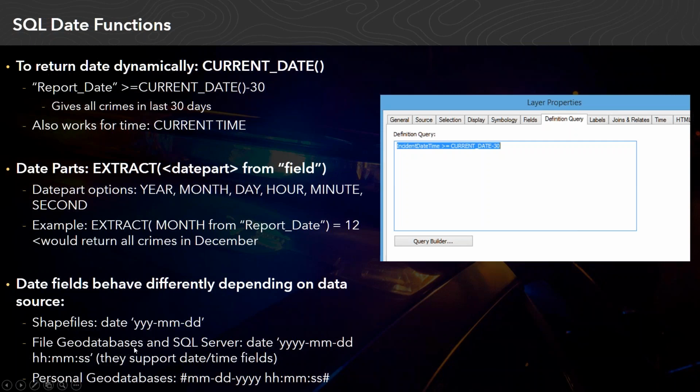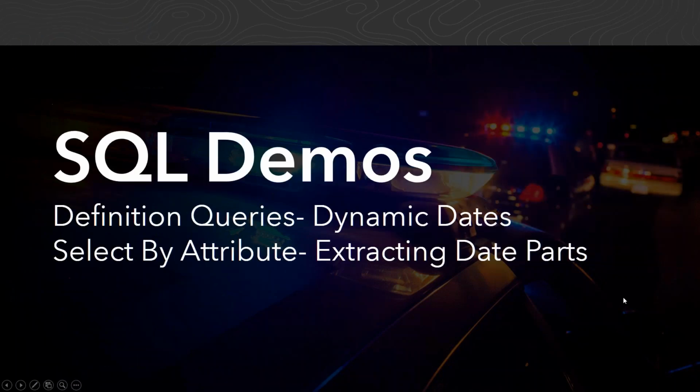So time data is not supported in a date time field in shapefiles. Well, it is supported in file geodatabases in SQL Server. And then in personal geodatabases, you'll just find a slightly different format. It'll be bracketed by hash marks, and then it'll be in an mm-dd-yyyy form with the time information. So now let's take a look at a couple of those queries in action.